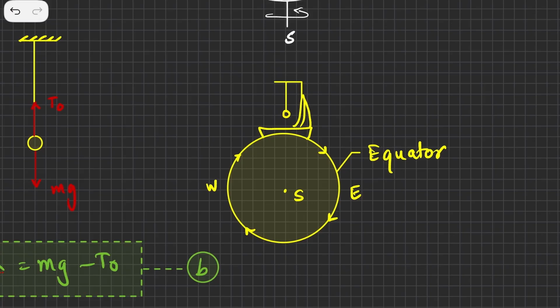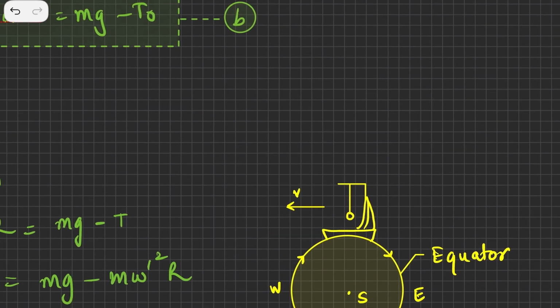suppose this ship actually moves to the left, I mean toward the west. It is because it is pointing from east to west direction, it is pointing this way, so it is going to move in this direction. So then what is the tension when it is moving?